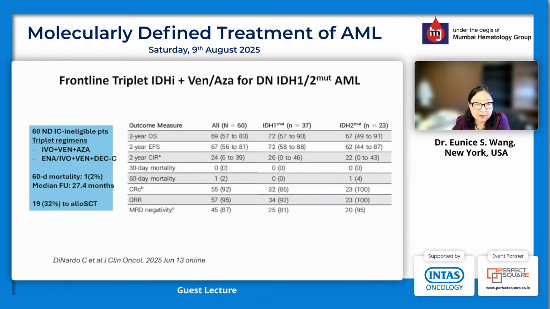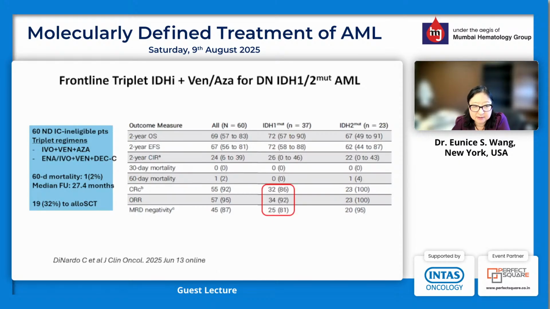What about triplet therapy? What about combining an IDH inhibitor plus Ven-Aza, just like we combined gilteritinib or FLT3 inhibitors plus Ven-Aza? This is some data recently published by the MD Anderson group looking at triplet regimens where they used either ivosidenib or enasidenib plus venetoclax and hypomethylating agents in 60 patients with newly diagnosed, intensive chemotherapy eligible disease. You can see that the 60-day mortality out of these 60 patients was 1 patient. And the follow-up was almost over 2 years.